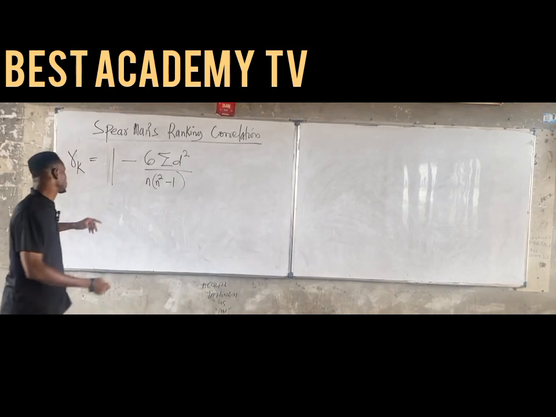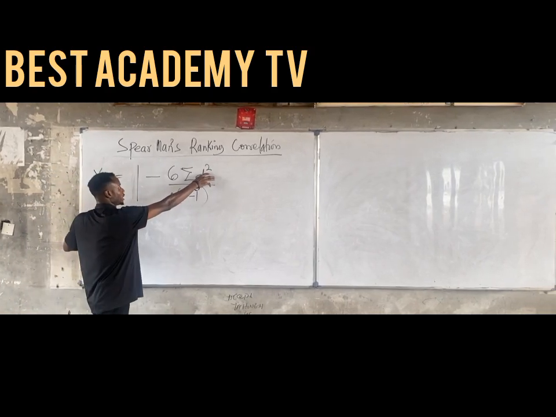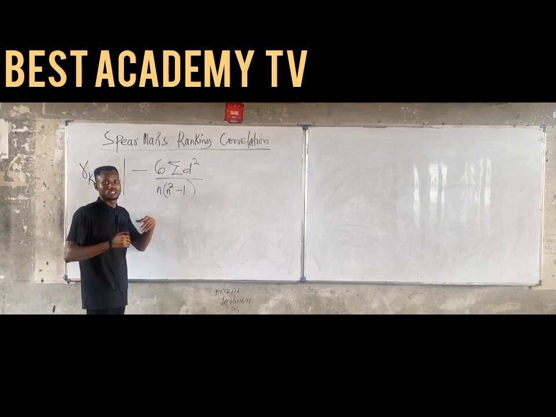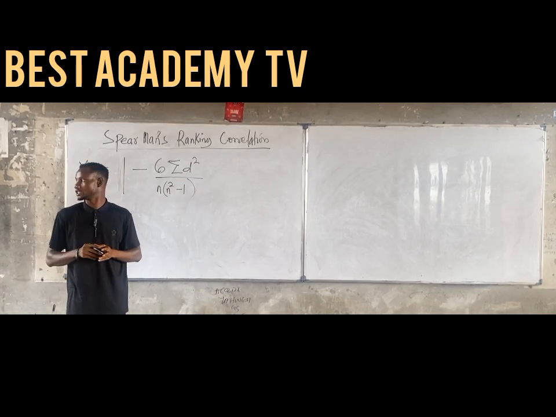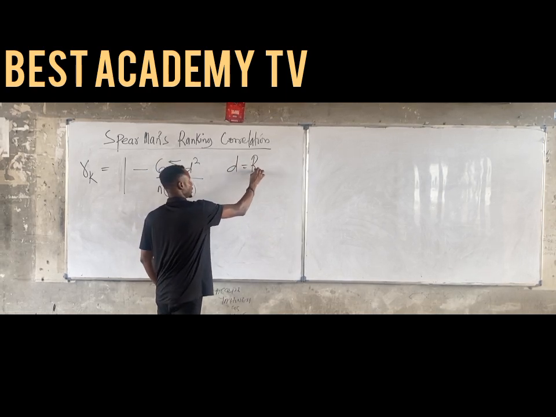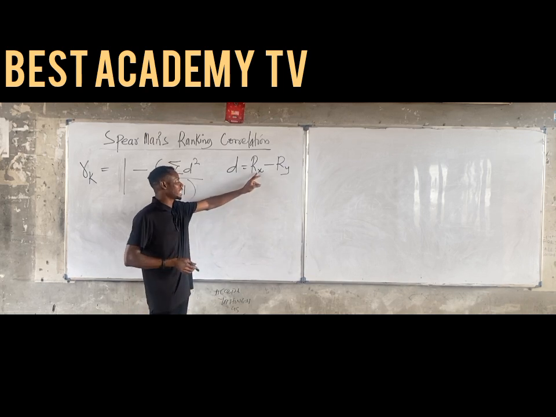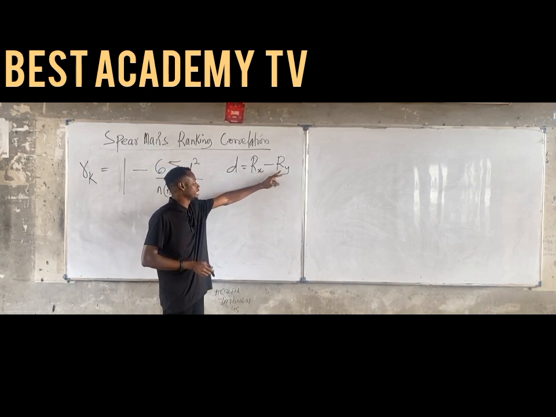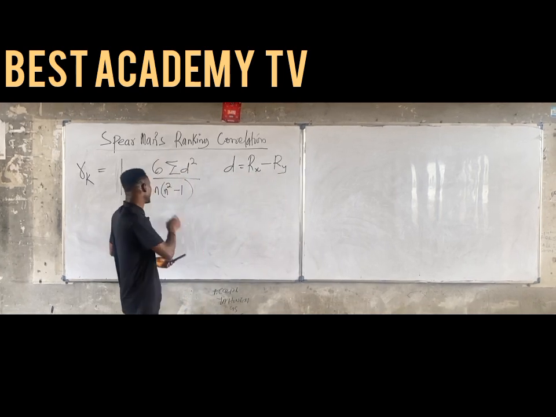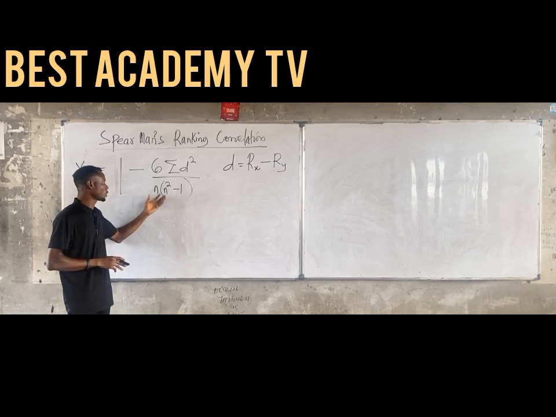Now let's try to understand the parameters here. Of course, the d here is the difference in the ranking. Please take note. So that means our d is said to be R_x minus R_y. Now R_x here means ranking of x, and R_y here means ranking of y. Please take note of this. While this n here is the number of pairs between x and y, or the frequency of x and y.